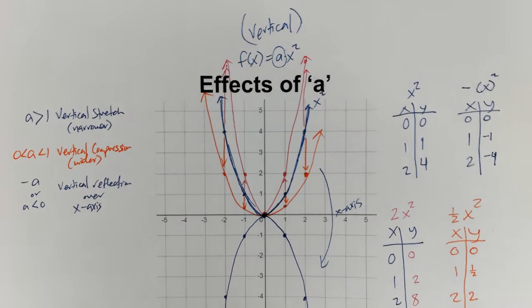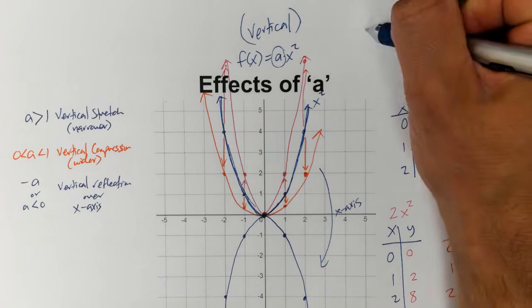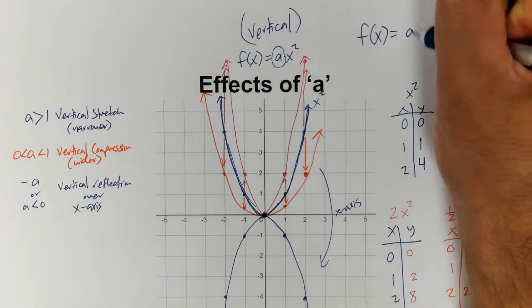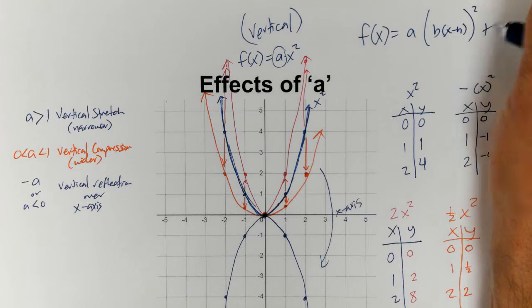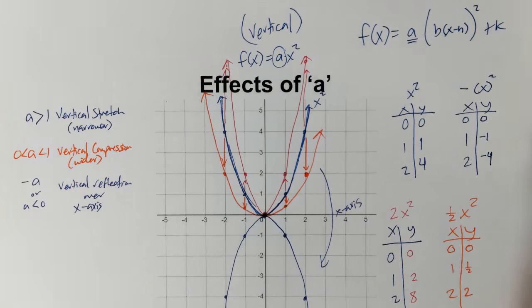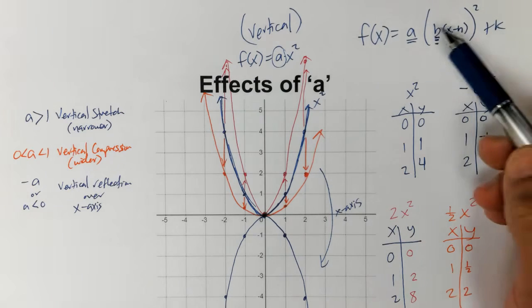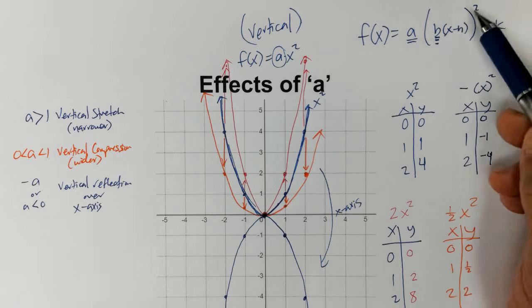Let's talk about the changes of a different value. Here, our general function will be f of x equal a times b(x minus h) squared plus k. When you multiply the equation by something in the front, these are the effects. Let's talk about b now. What happens when I multiply by something with b, where b is part of the thing that's being squared?